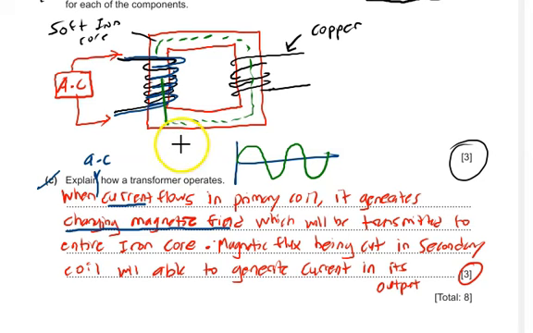And here, what happens is the magnetic field will be cut in the secondary coil. So the secondary coil will be cutting the magnetic field as it is changing. Okay, and it is able to generate the current at the output. Okay, so this is your answer for this question.